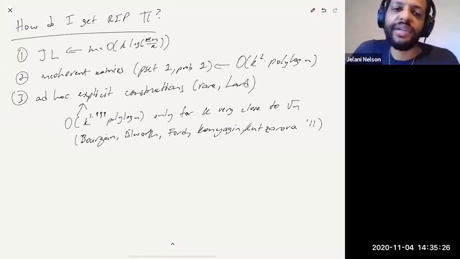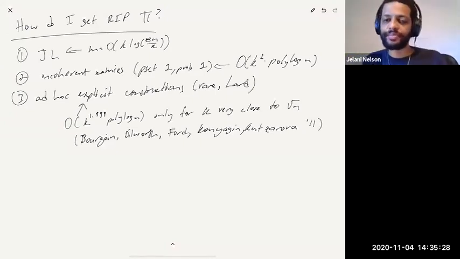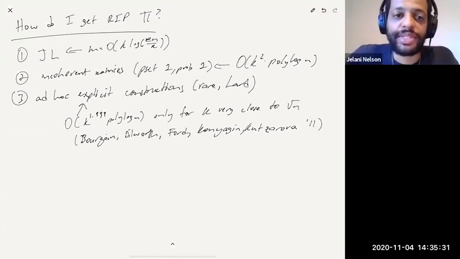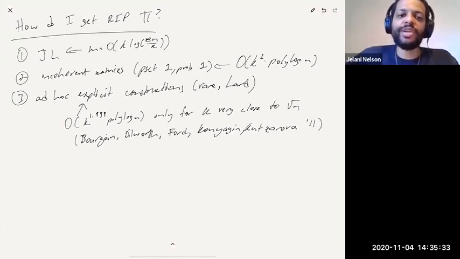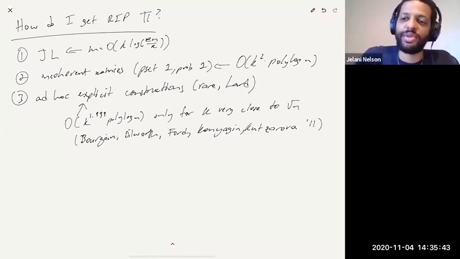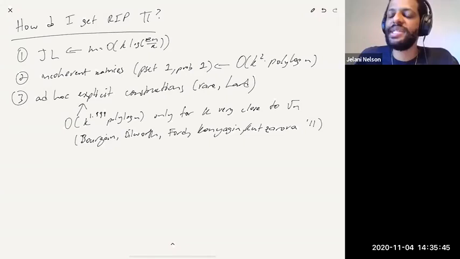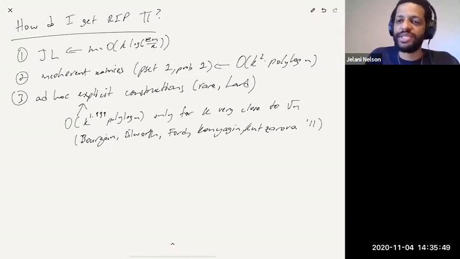Or I should say, we do have such things, but they lose out on the parameters. I know that an RIP matrix exists with roughly k log n over k rows. That's what JL tells me. I would like an explicit construction that achieves that. The best we know is incoherent matrices. So as you saw in PSET 1, problem 1, Reed-Solomon codes give you incoherent matrices.